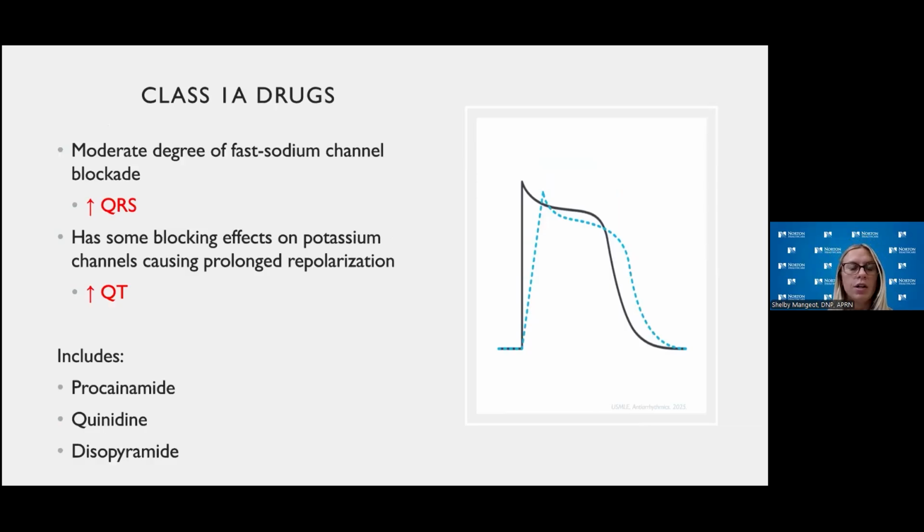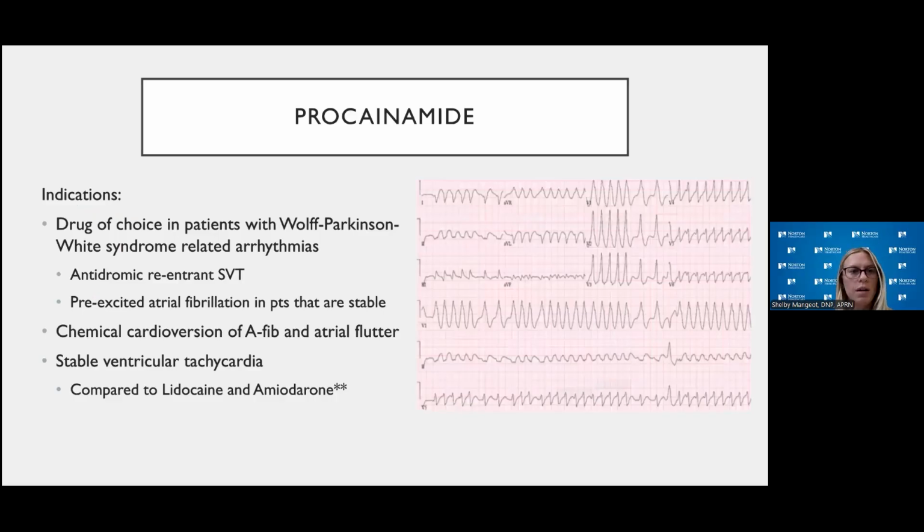They are going to increase the QRS because they're widening that phase 0 slope, but they also have some effects on potassium channels, causing prolonged repolarization at the end there, that phase 3. So they can cause increased QT intervals. These medications are going to include ones like procainamide and quinidine. So procainamide, this is a commonly used medication in EP. It is the number 1 drug of choice for patients that have Wolff-Parkinson-White-related syndrome arrhythmias, especially with antidromic reentrant SVT or pre-excited AFib in patients that are stable.